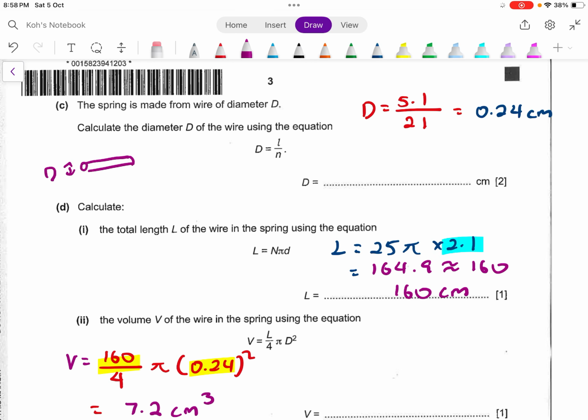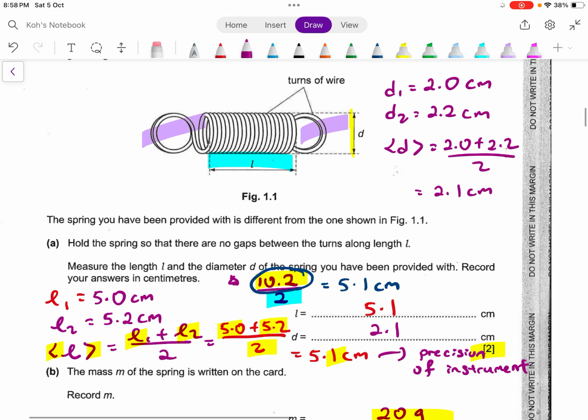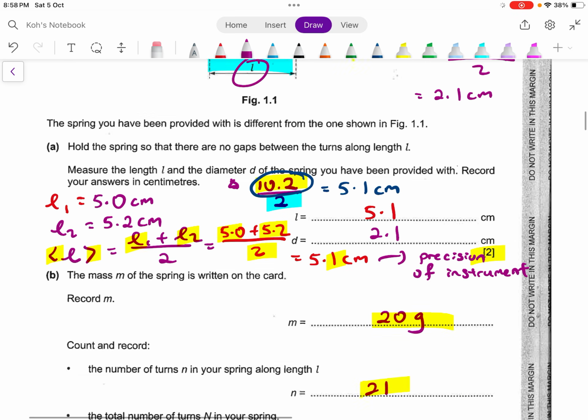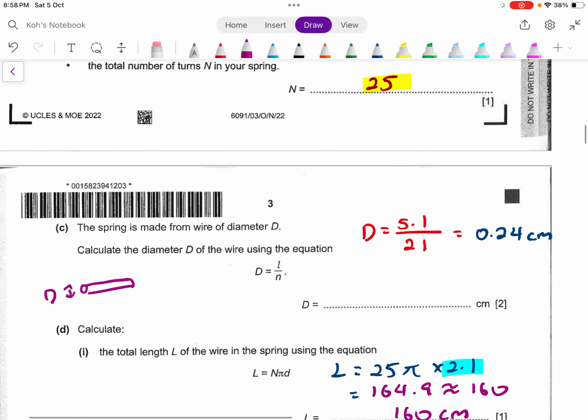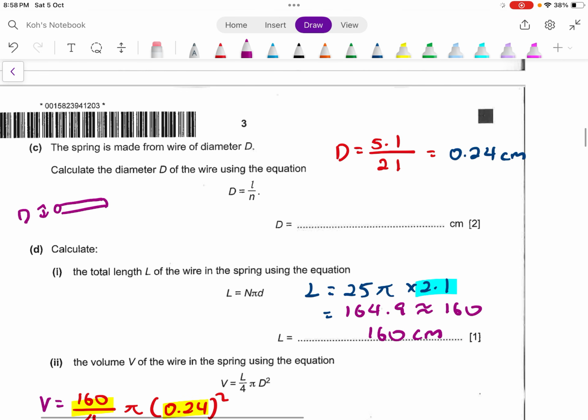So length divided by n. What is length? Length is the thing that we recorded just now. Then divide by small n, which is this number right here, 21. So just divide: 5.1 divided by 21. Just remember we follow the SF of the data, meaning 2 SF, because 21 is a constant, so we don't follow the constant. So I put 2 SF, and it's about 0.24 centimeter.